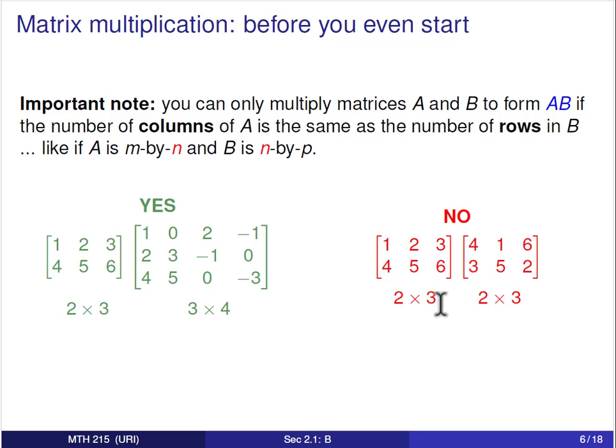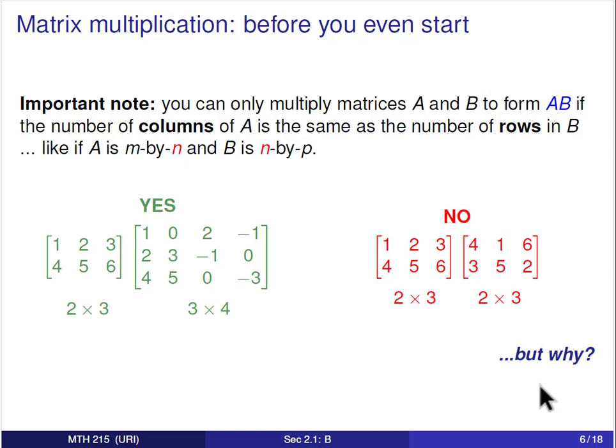Now, this is different from addition and subtraction. Remember, with addition and subtraction, you can only add or subtract matrices that have the exact same dimensions. But when it comes to multiplication, we're doing something different. Okay, now, why is it important for the number of columns in A to match the number of rows in B? Well, we'll answer that in 2 parts.